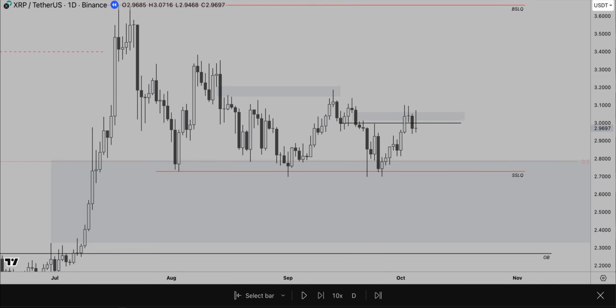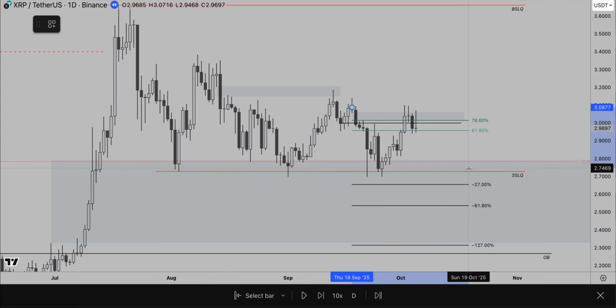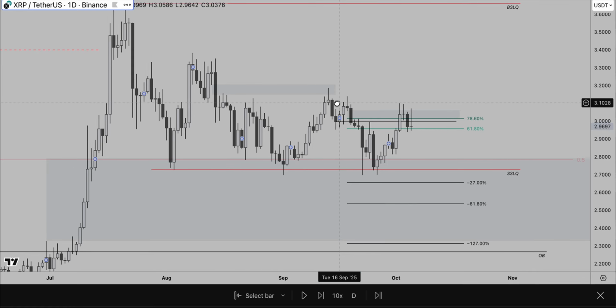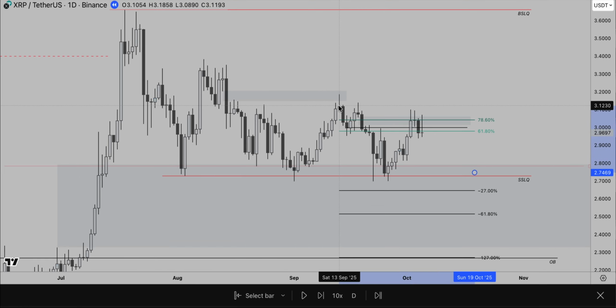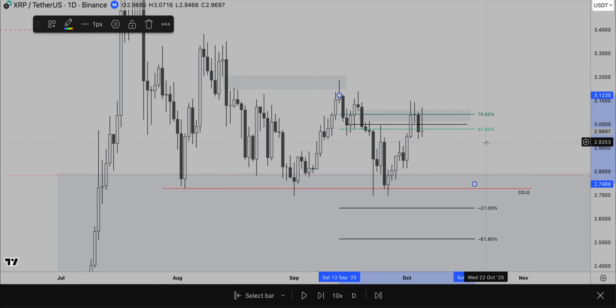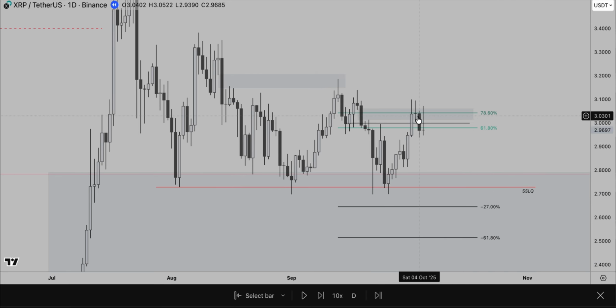And we can also mark on our OTE level, which you can actually put from this swing high, or you can put it from this swing high as well. And what looks really good is that we've tapped 1, 2, 3 times into the 78.6 and failed to close above. And we also came into this fair value gap down here.